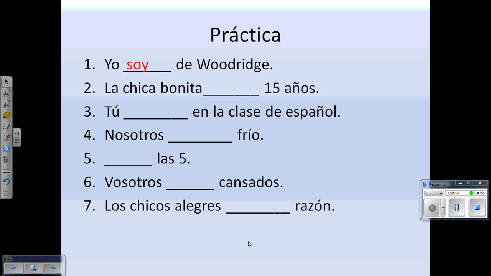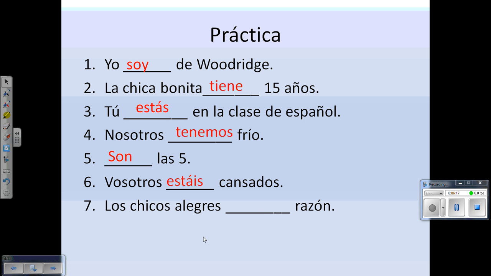Yo soy de Woodridge. So if you look on your DON'T PP, that is your origin. La chica bonita tiene 15 años. That's a tener expression with age. Tú estás en la clase de español. Location. Nosotros tenemos frío. We are cold. Expressions with tener, you don't change the frío to make it agree with the person. Son las 5, that's time. How did you do with that one? Okay, since you have las, it has to be son.